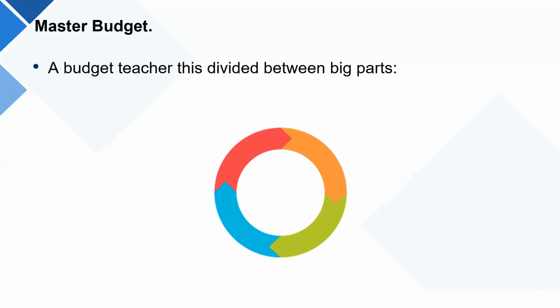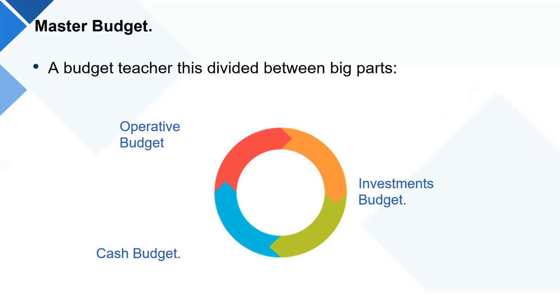And as I was telling you, last class we reviewed the master budget. And I was telling you that in the master budget, you have three separate budgets. You have the operating budget, the investment budget, and the cash budget.